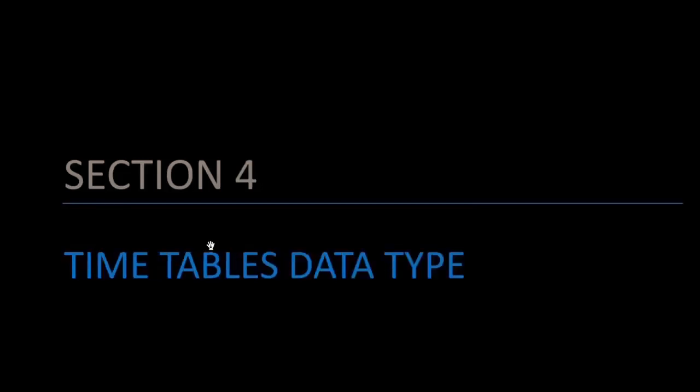In section 4, we will be looking at the timetables data type, and here again we will be covering how to create timetables, and then looking at some of the important properties of the timetables. Then we will be looking at how to sort and perform data selection on the timetable. We will also be covering indexing and retrieving data based on the row times and many other relevant operations.